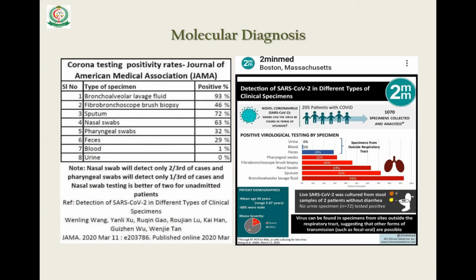And as you can see in the table, the best yield for the PCR is from the BAL, bronchoalveolar lavage, and this is usually done in intubated patients. It's up to 93% sensitive, followed by the sputum. If the patient can produce sputum, the sensitivity of the sputum is up to 72%. The combination of nasopharyngeal swab and oropharyngeal swab can increase the sensitivity up to 85 to 90%. Next slide.